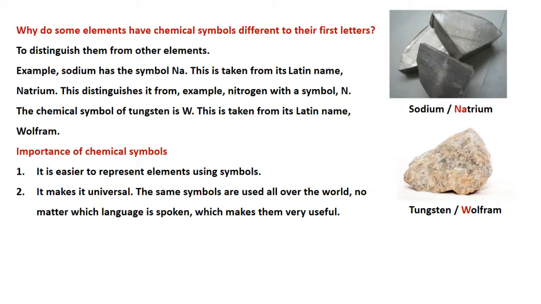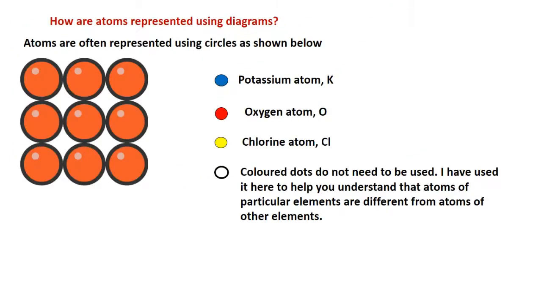So why are chemical symbols important? Number one, it's easier to represent elements using symbols. Number two, it makes it universal. The same symbols are used all over the world, whether you go to Russia, Germany, New Zealand, Iceland, the United States of America, wherever you go, no matter which language is spoken, the chemical symbols of elements remain the same. Therefore, it is very, very useful for scientists to use.